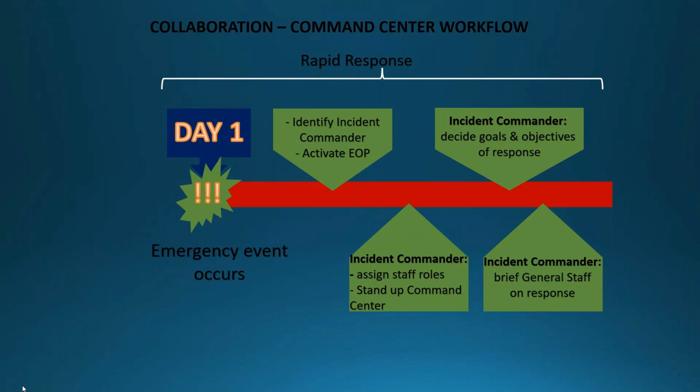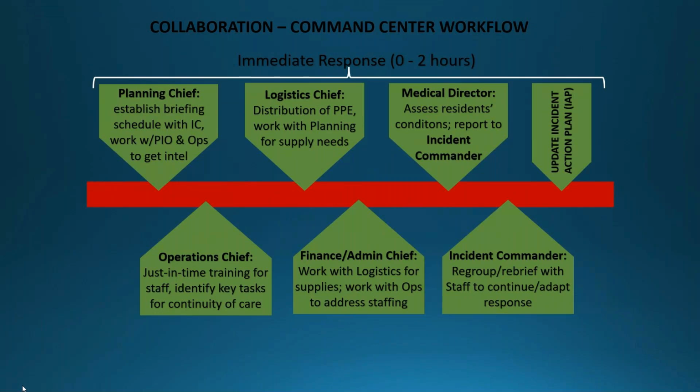And then the incident commander will decide goals and objectives of the response. Generally, I like to think after they've assigned staff roles and they've had discussion with some of their IMT staff, especially planning, they'll brief the general staff on the response. I like to include them after, especially as I'm setting goals and objectives. And this is all within that first 2 hours. The planning chief will establish a briefing schedule, meaning when we're going to come back and review operations to see if we're on the right track. They'll work with PIO and ops to get intelligence.